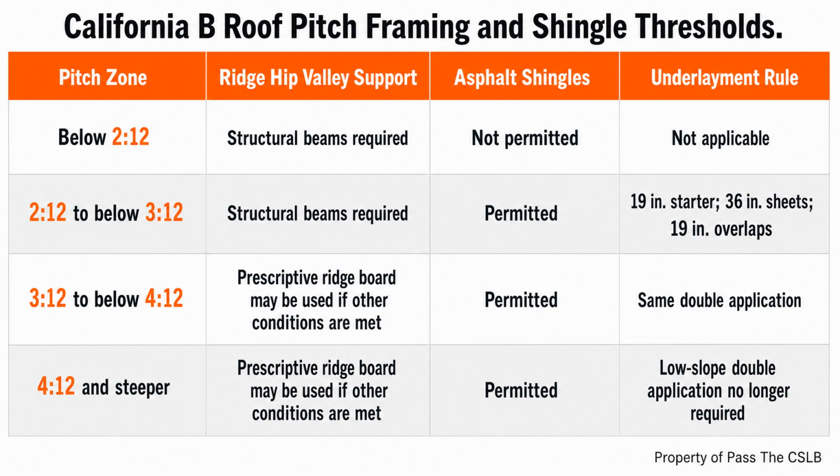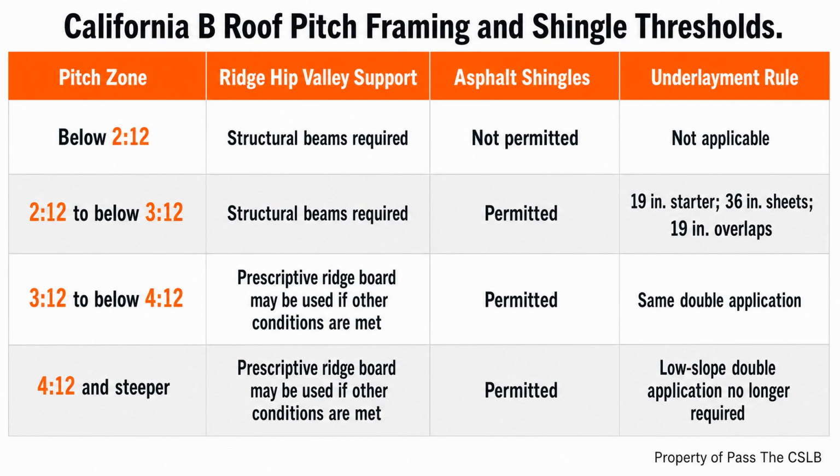I also separate pitch from the finished roof covering. The framing threshold and the roofing material threshold are related to the same geometry, but they answer different questions. One question asks how the rafters are supported and tied. Another asks whether a particular covering and underlayment method can shed water on that slope. Mixing those questions is how a contractor can make a roof look framed while still carrying the wrong structural detail or the wrong weatherproofing assembly.